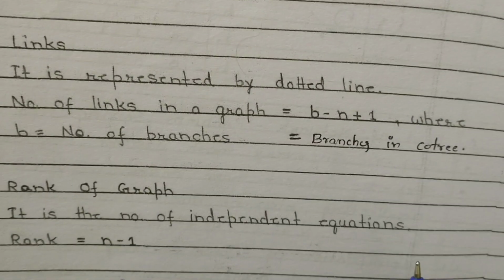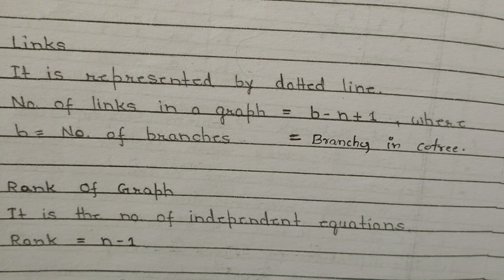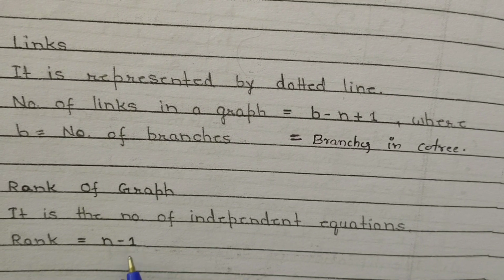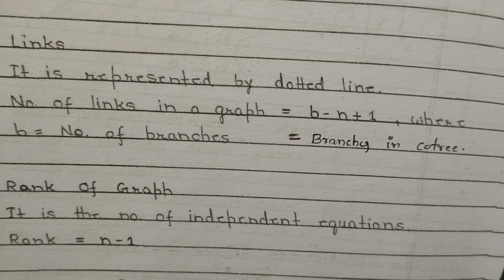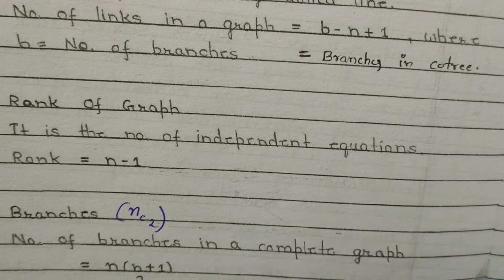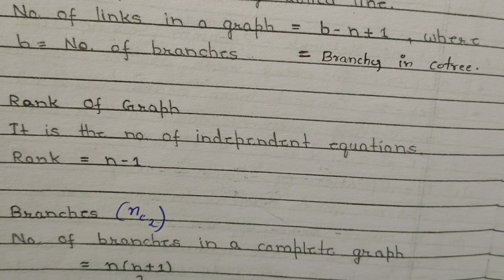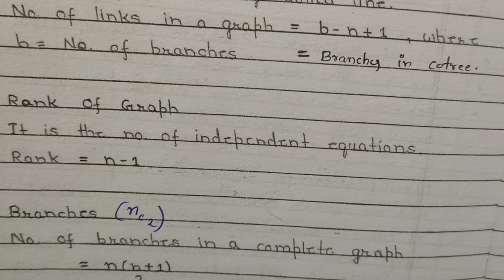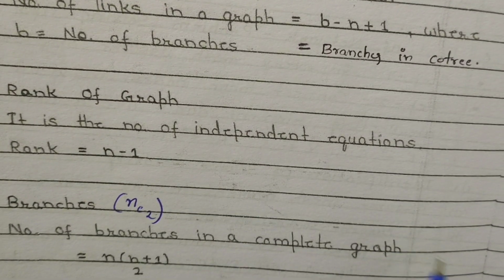Rank of a graph. You can find the rank of a graph by using the n minus 1 formula. It is the number of independent equations. Branches, probability formula NC2. NC2 is n into n minus 1 by 2. The number of branches in the network is n into n minus 1 by 2.